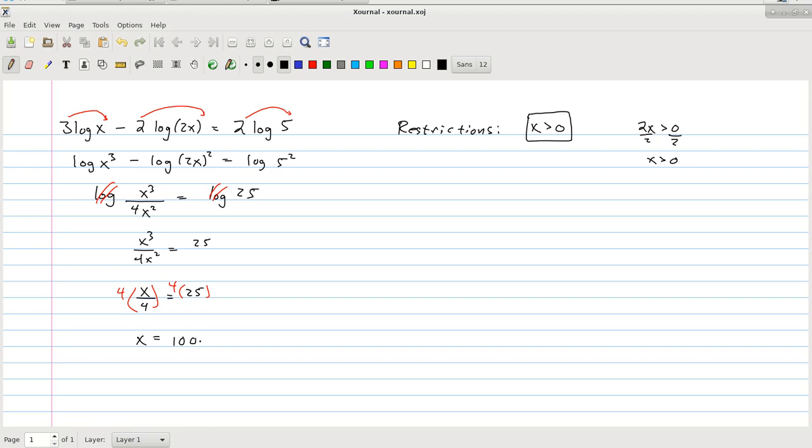Finally, at the end, let's make sure that this passes our restrictions. Our restrictions, we said in the beginning, we're only allowed positive numbers for x. And we have x equals 100, which is positive, so we know that we're going to keep this. Our solution is x equals 100.